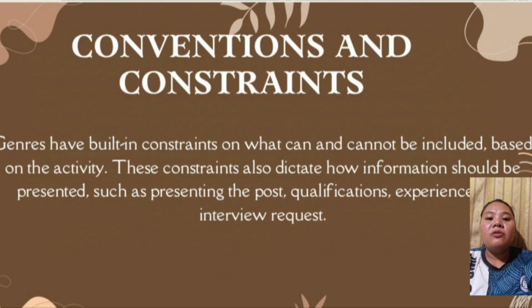Number 3 is conventions and constraints. Genres are structured and features are determined by the purpose of the content. For instance, a job application might include information to convince a prospective employer that the applicant is the right fit.